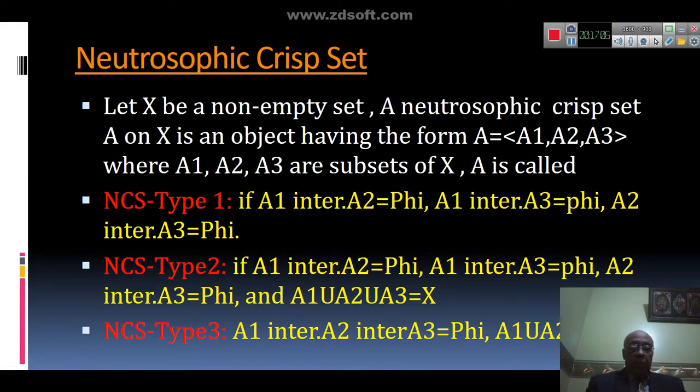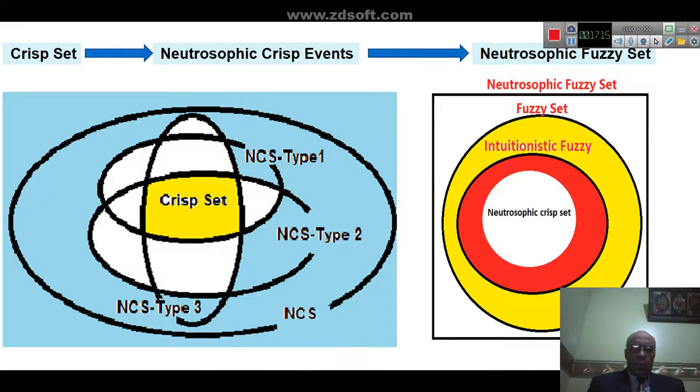Neutrosophic crisp set: three types of neutrosophic crisp set, type 1, type 2, type 3. What is the relation from the crisp set to neutrosophic crisp sets and the neutrosophic fuzzy set? Neutrosophic crisp sets contain the neutrosophic crisp sets of type 1, type 2, and type 3.